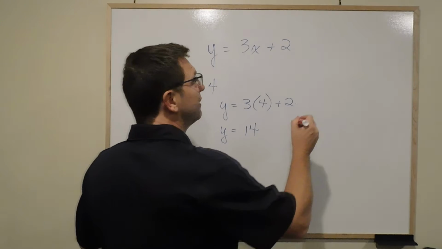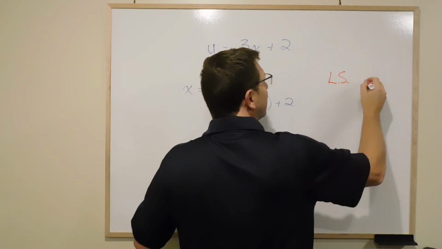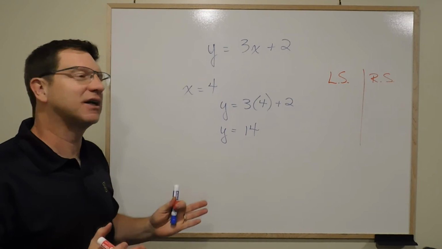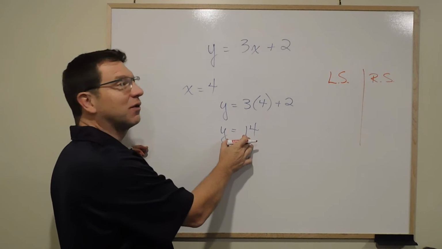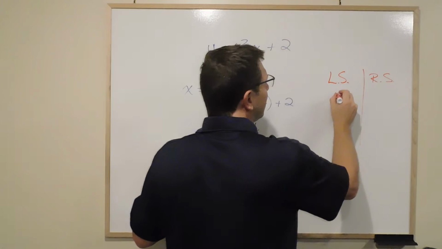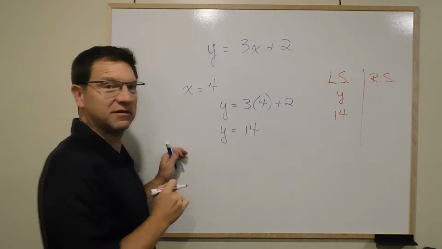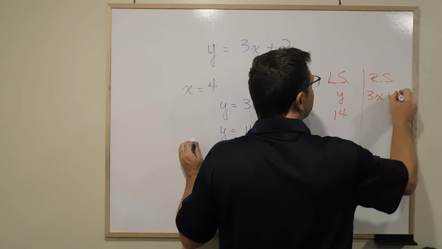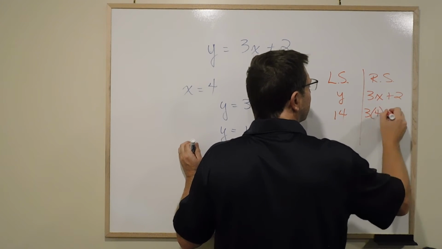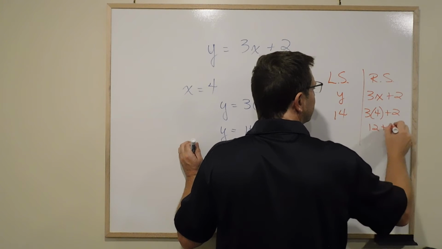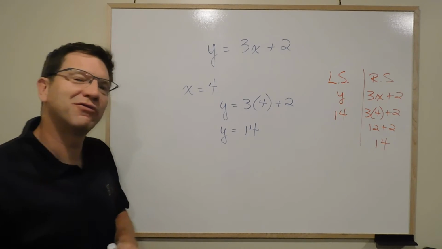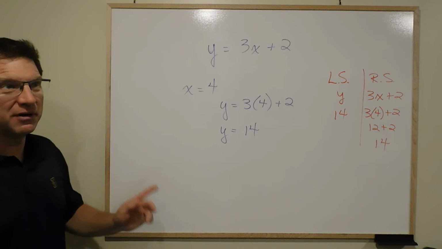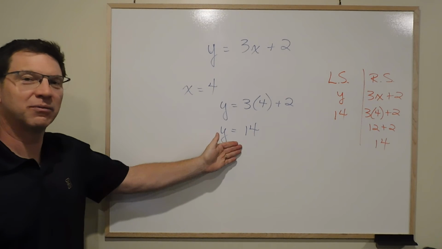Well, I could go over here and look at the left side and the right side. Remember, they need to equal each other. The whole idea of an equal sign is that they're the same. If y is 14, then the left side is 14, right? And the right side, if x was 4, would be 12 plus 2, which is 14. So in this case, both sides are the same number, and that means it's true that when x is 4, y is 14.